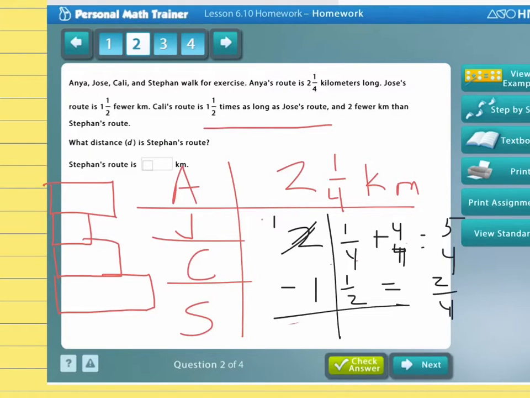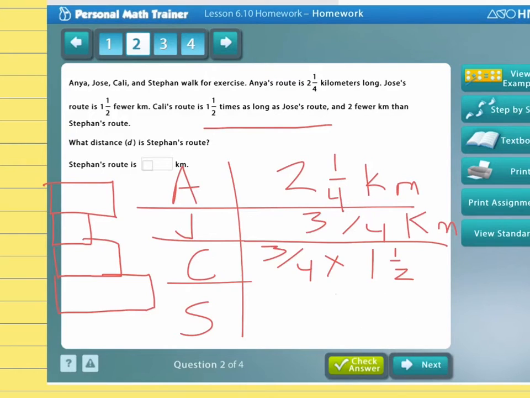I've regrouped, gone to the regrouping store. I borrowed 4/4, so I have enough fourths to take away. 5/4 minus 2/4 is 3/4, and 1 minus 1 is 0. So we know that Jose's walk was 3/4 kilometers.